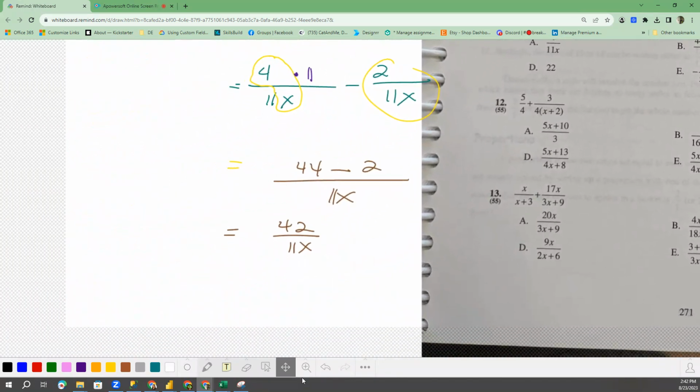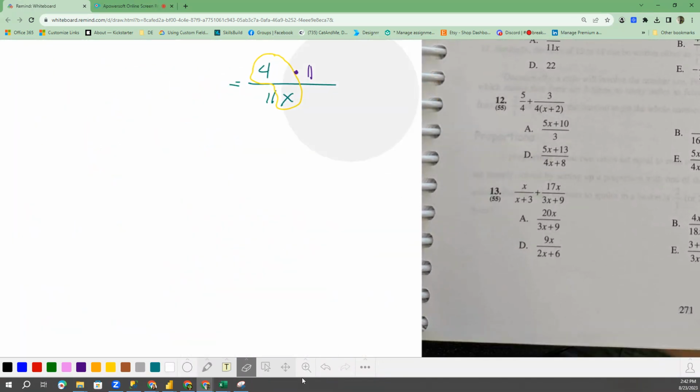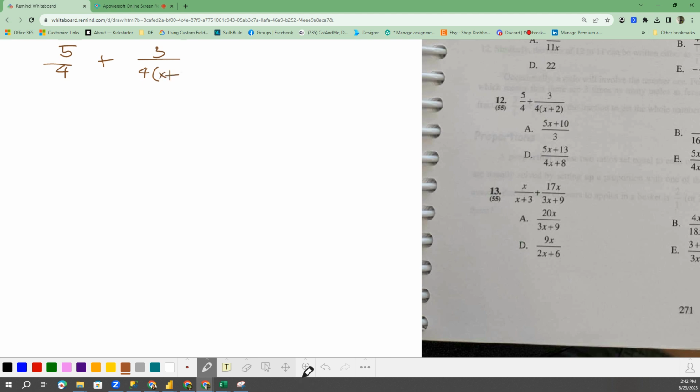Okay, there is that. Last number on this page. No, not last, but second from the last problem on this page, you have addition here. So you have 5 over 4 plus 3 over 4x plus 2.